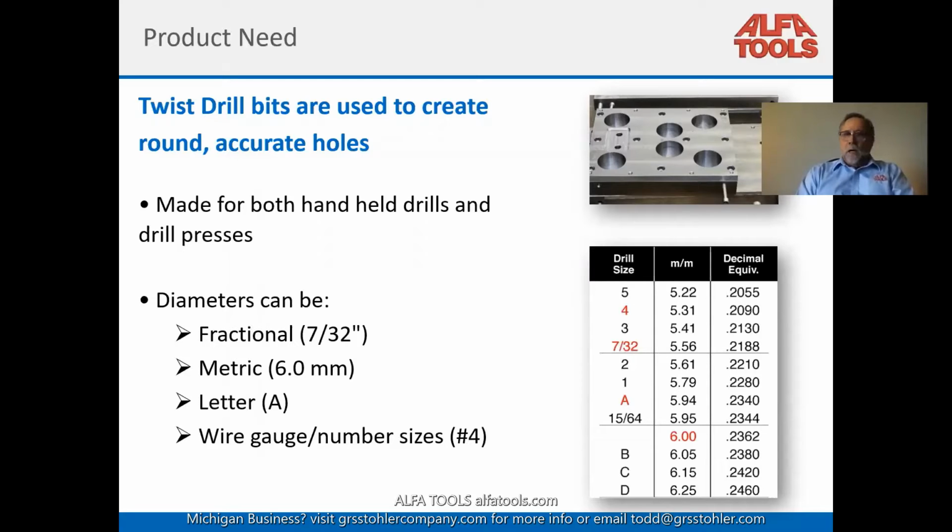Diameters for these are fractional, metric sizes, letter sizes, and also wire gauge sizes. As you can see, the different sizes are laid out usually from small to large based on their decimal equivalent. In many cases, manufacturers will show you just the fractions and then the metric, the numbers and the letters individually. Others put them in a chart by size, small to large. Next.